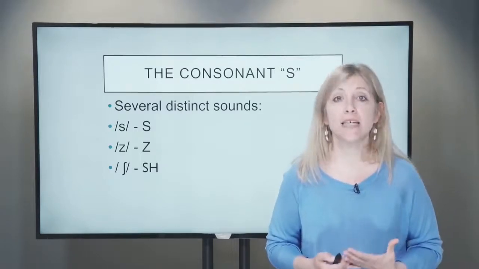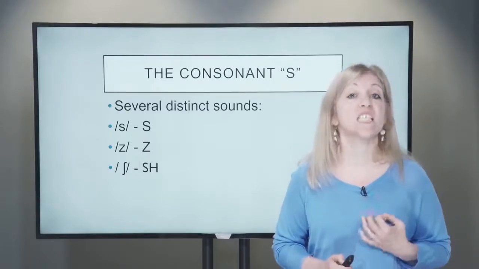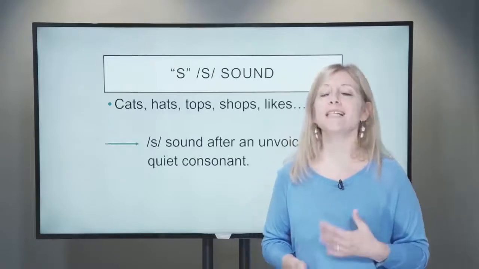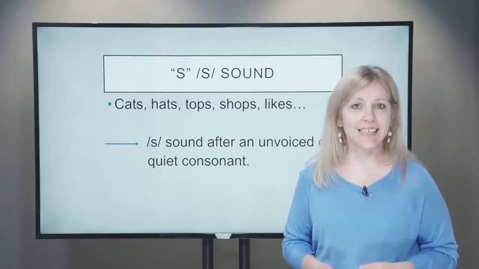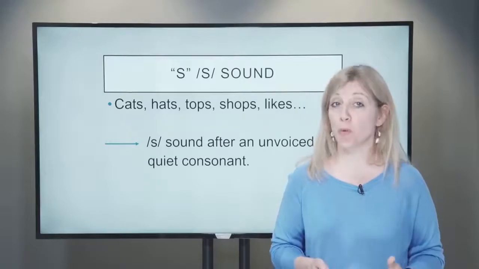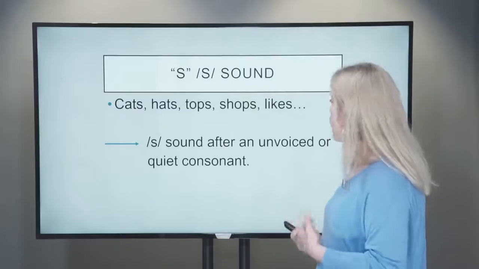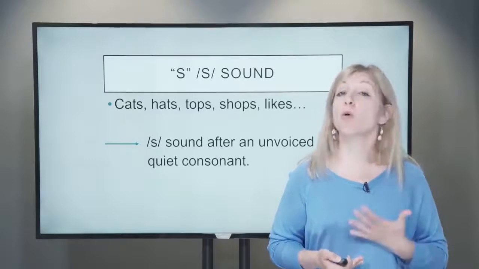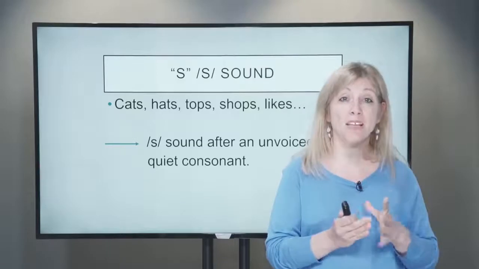When it sounds like the S sound, like cats, hats, shops, likes, often it's with plurals. So when do we know that? We know when it's the sound after an unvoiced or quiet consonant. Unvoiced means we don't use our vocal cords. So if the consonant before is unvoiced, then you're going to sound the S as S. But the best thing is not so much to remember the rule, but to remember the words, and that the plural sounds like an S most of the time.